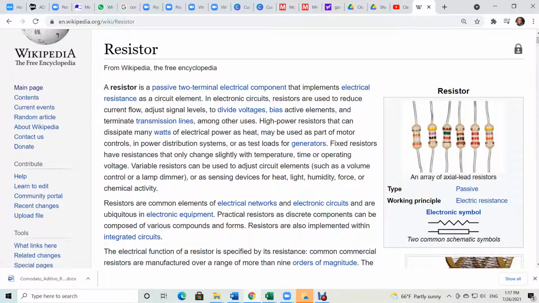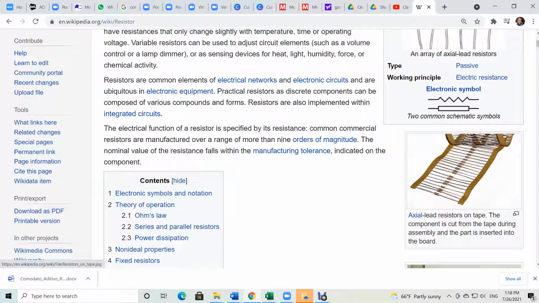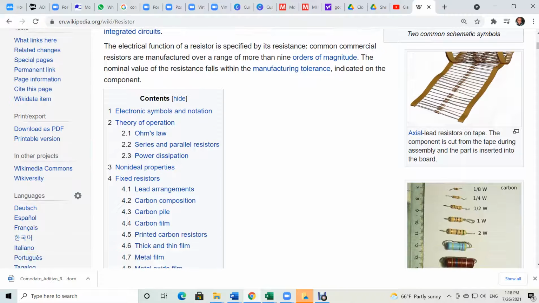That's the symbol of resistance. If you are drawing an electric circuit, you use either this symbol or this symbol. This one, the one at the top, is the one that we use the most. And they have those color codes here to tell you what the value of the resistance is. See that? A bunch of resistors. Those things are very cheap. They cost like 1 cent.